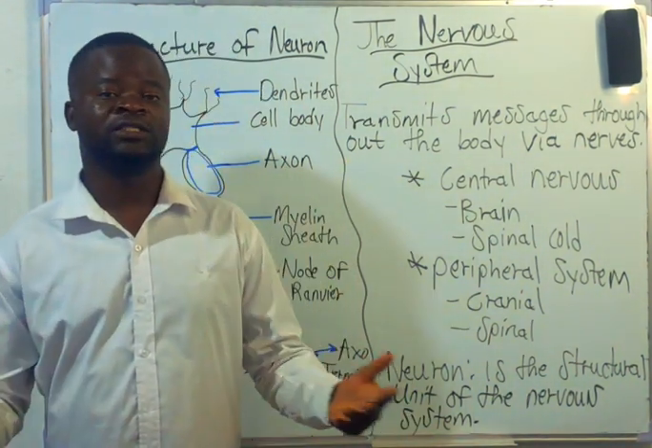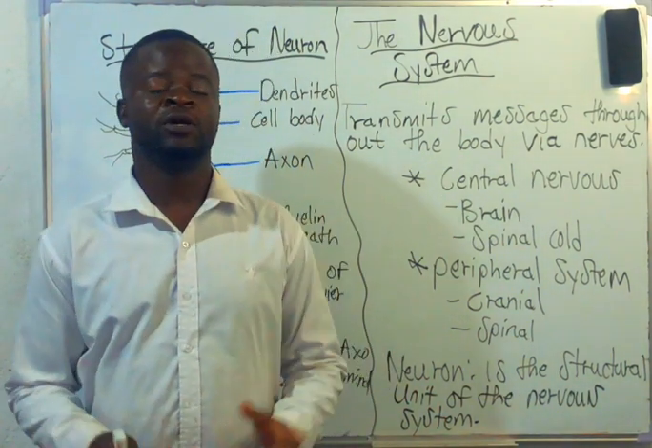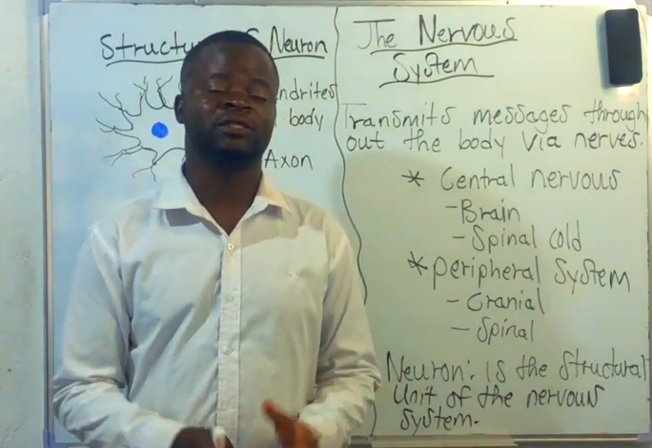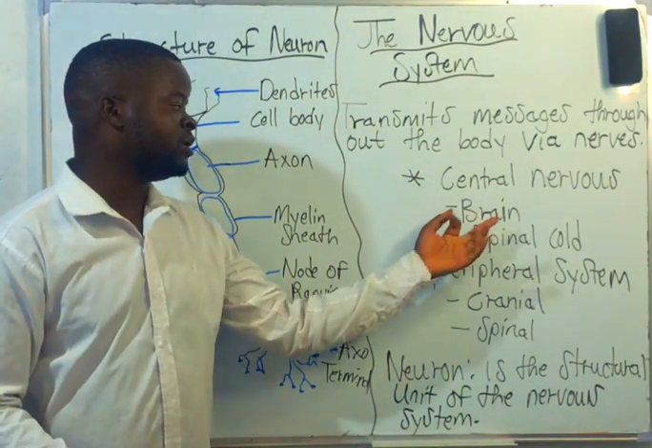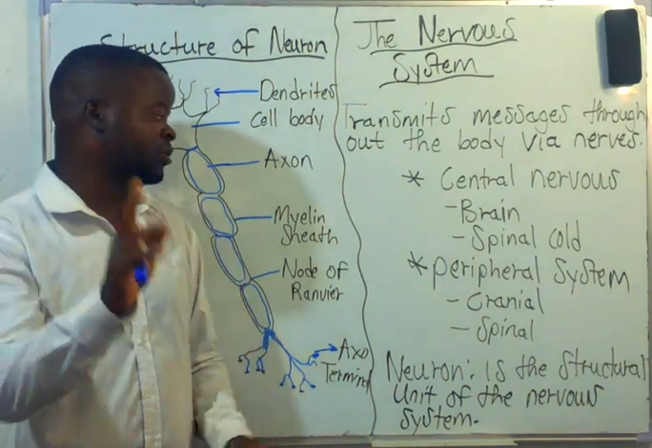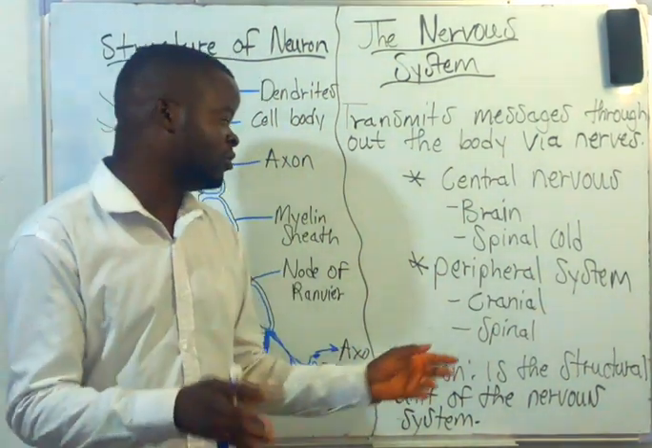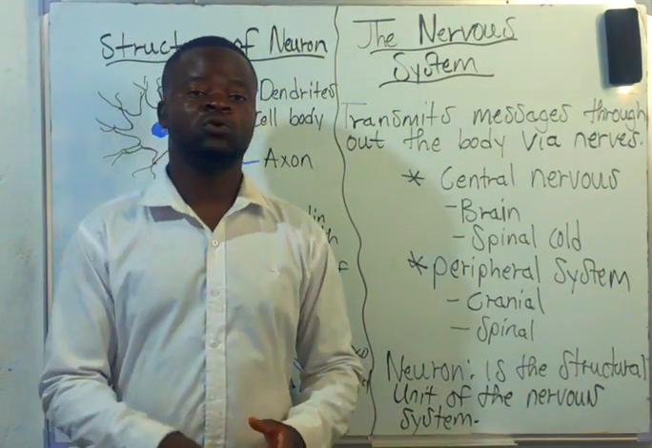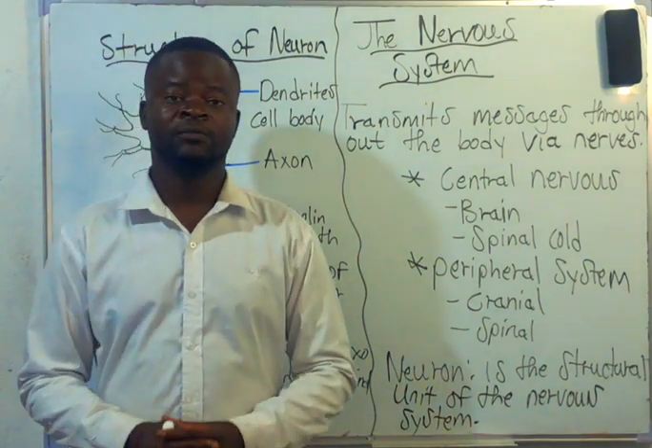Now, apart from that, you need to understand that the nervous system is divided into two: the central nervous system and the peripheral system. The central nervous system is made up of the brain and the spinal cord, while the peripheral system consists of the cranial nerves and the spinal nerves.